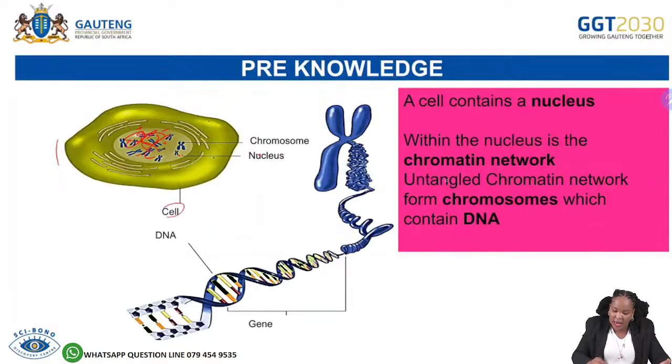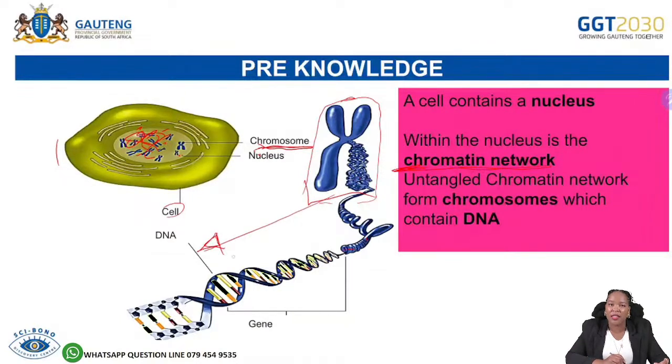And this chromatin network, like we have here, is going to untangle and form what we call chromosomes. You did this when you were studying meiosis. Now you know that chromatin network is going to unwind and condense to form a chromosome. So a chromosome is something that looks like this blue thing here. Then on a chromosome, you know this is where you find your DNA. You did DNA also in term 1. This was your first topic. You know that you find it on your chromosomes.